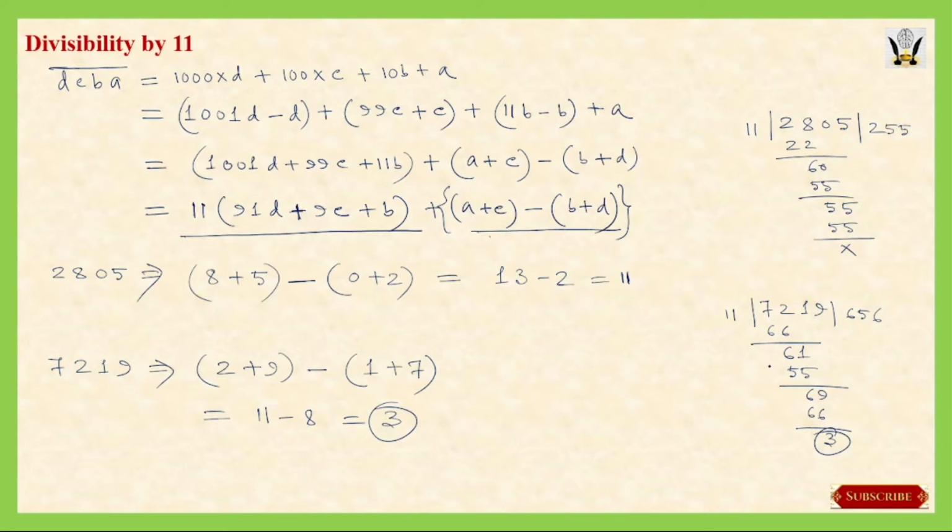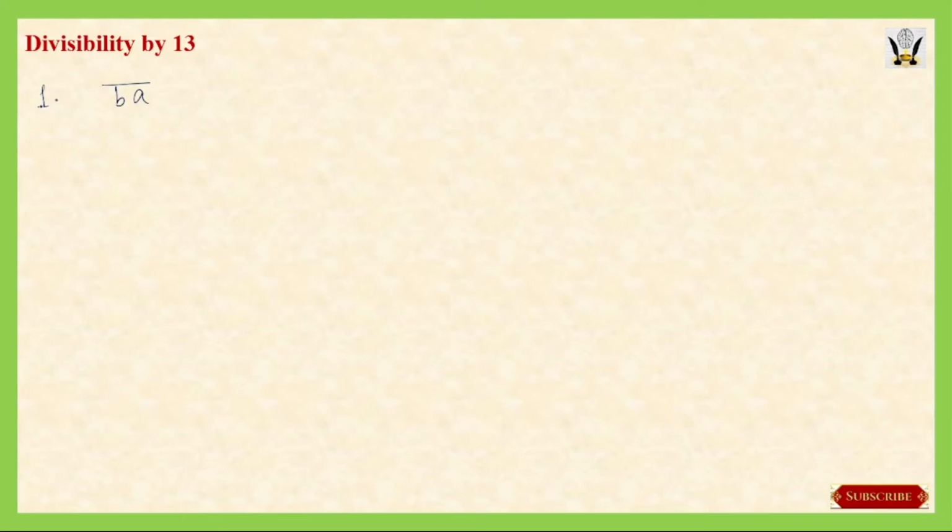So this is how we check the condition of divisibility by 11. Next we will check the condition of divisibility of a given number by 13. Condition number 1 is, suppose we have a 2-digit number. First we will check for a 2-digit number, then we will follow with 3-digit and 4-digit numbers.